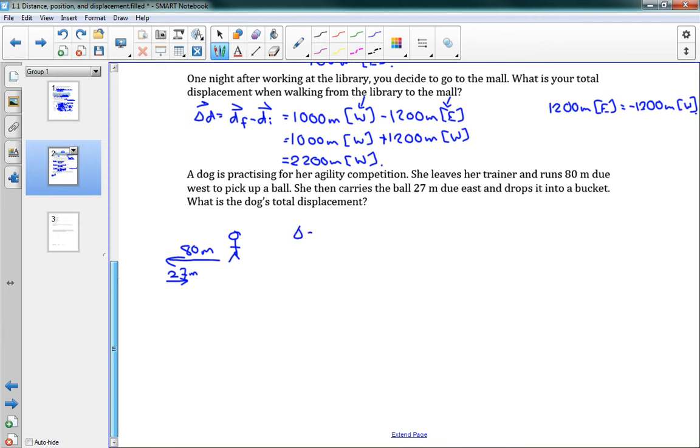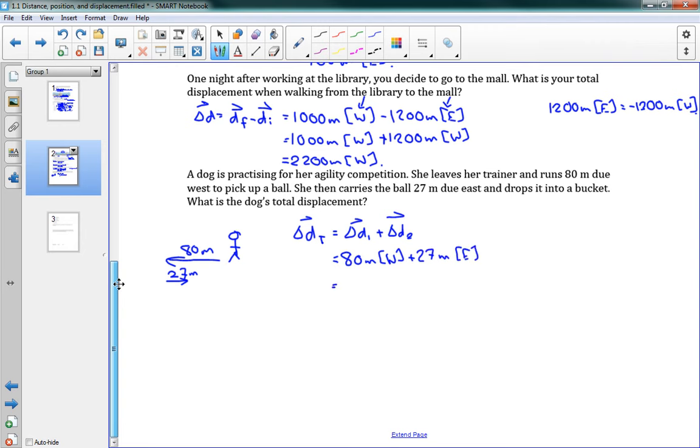Okay, and so we can do this. We have delta D. Well, in this case, we have two displacements. So I'm going to say the total displacement is equal to the first displacement plus the second displacement. And this is how we're going to solve this one, because we can just add these displacements. So the first displacement was 80 meters west, and then we've got 27 meters east.